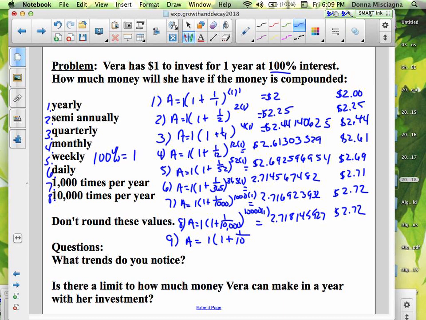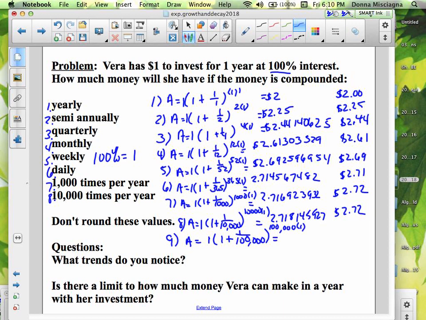There we go. All right, so 1 plus 1 over 100,000 to the, so that would be 100,000 times 1. Now, I don't really have to write the 1 in there, but that just helps you see that it was for 1 year.